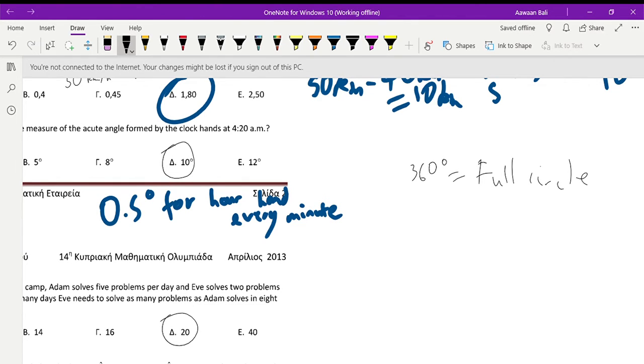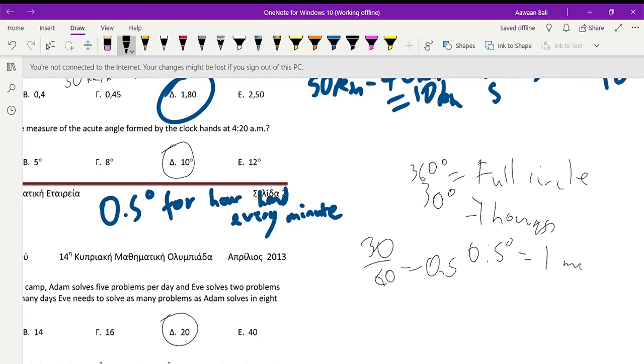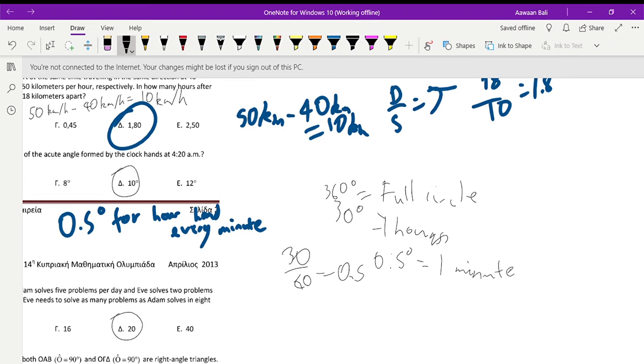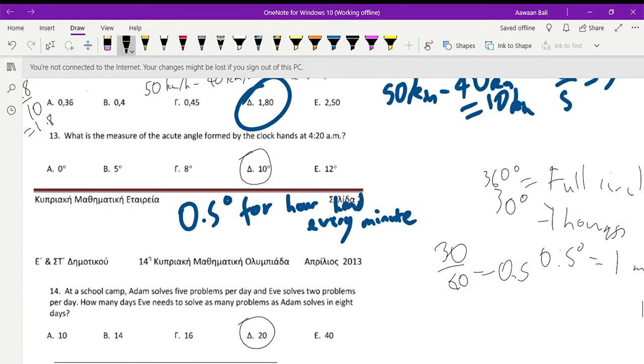Now, if we look at 1 hour, that will be 360 divided by 12, so 1 hour would be 30 degrees. When we're looking at a minute, it's 30 divided by 60. And guess what that is? 0.5. So 0.5 degrees for every 1 minute. That helps, because for every 1 minute, the hour hand moves 0.5 degrees.